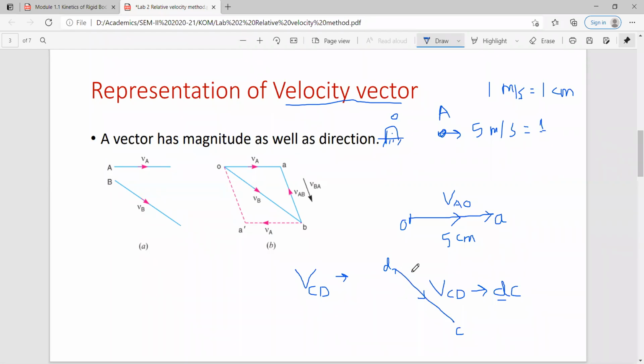Suppose I reverse it like this. Here it is D and here it is point C, but I show the arrow in the opposite direction like this. Then what will it represent? It will represent the velocity of point D now, because this arrow is towards point D. So I will write it like this. It is velocity of point D with respect to which point? Point C.